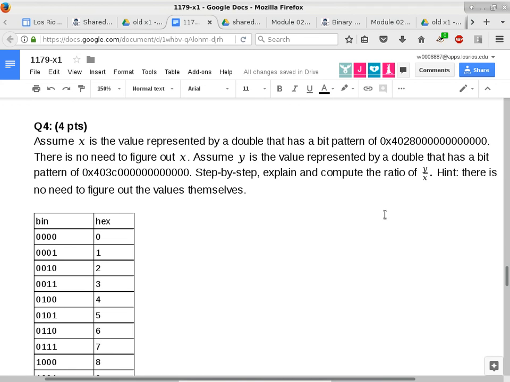Okay, question number 4 is asking, assume x is the value represented by a double that has a bit pattern of blah, blah, blah, in hexadecimal digits. There's no need to figure out the value of x. Assume y is the value represented by a double that has a bit pattern of something else. Explain and compute the ratio of y divided by x. If you want to figure out the actual value of x and y and then do the division, that works too. There's no need to figure out the values themselves. The final answer is about the ratio of the values. So how would you do it? Would you actually figure out the values because that's the safest way?